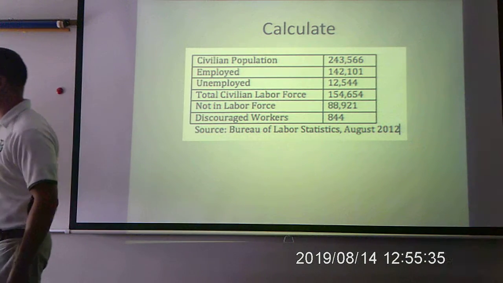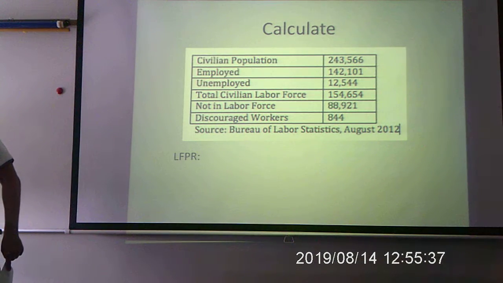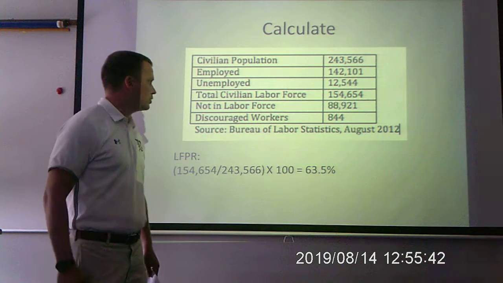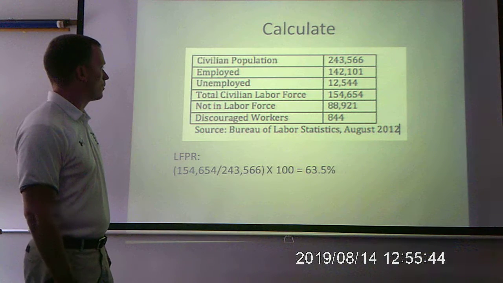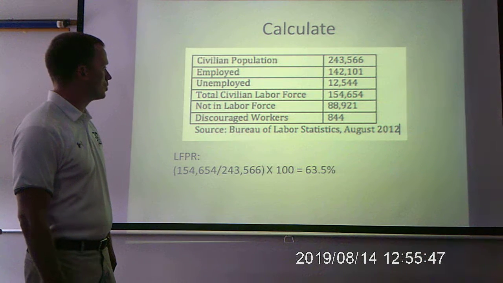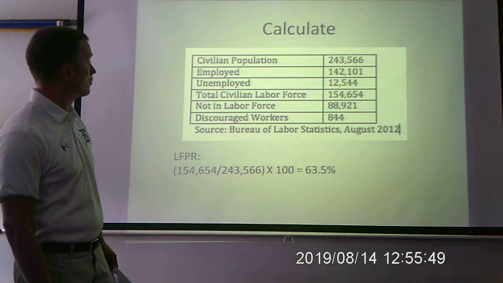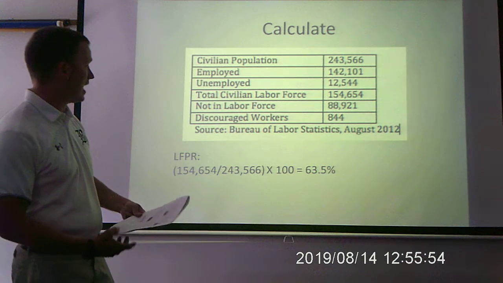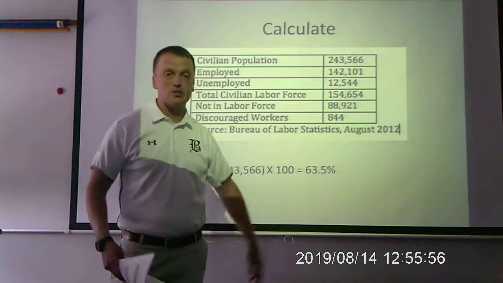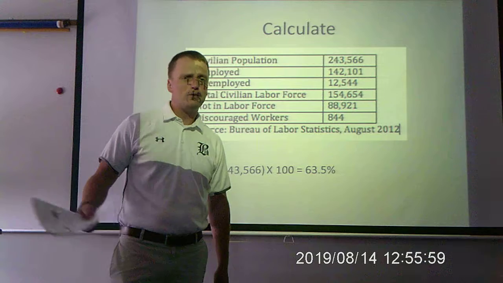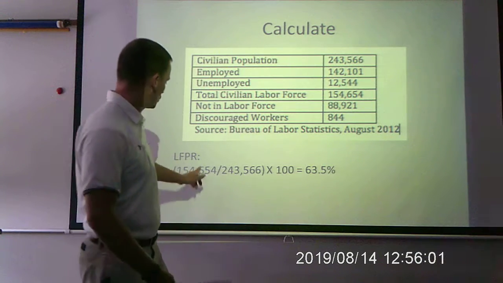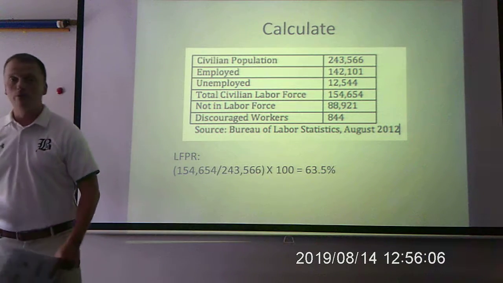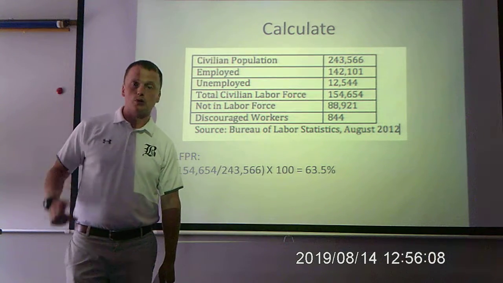Okay, let's see if you were correct. For labor force participation rate, what are you using? Well, you're going to use labor force over the civilian population. If you do that, what you end up with is a percentage of about 63.5. If you didn't have your calculator, not the biggest deal. As long as you knew this number went over top of this number, we should be good to go. I'll give you a very solvable number on a test or a quiz.